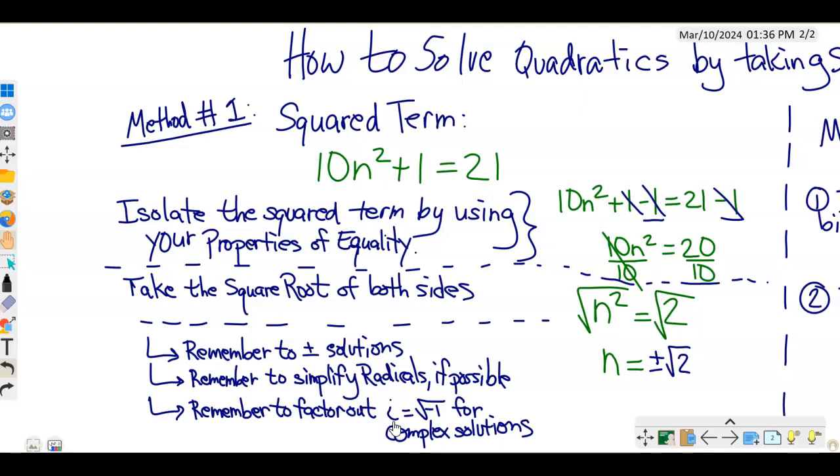So, there you have it, young people. This is your procedure for solving a quadratic equation by taking square roots. Version 1.